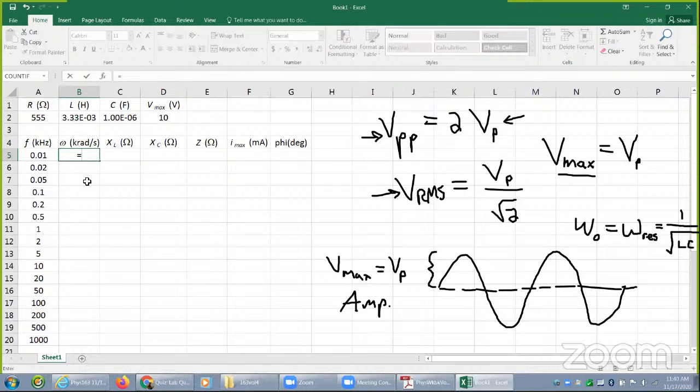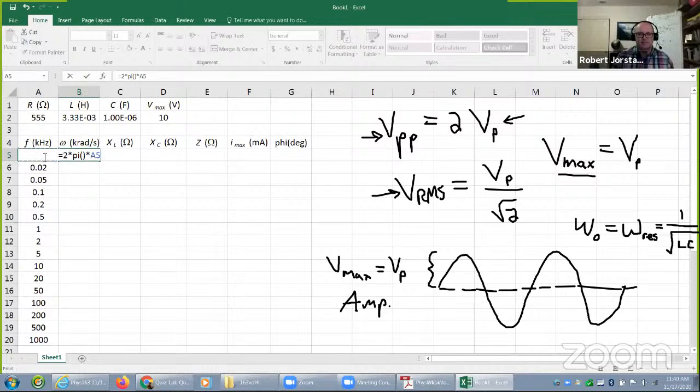Isn't it 2 pi times the frequency? So remember, if you want to use pi in Excel, you've got to put the parentheses on it. And because I used kilohertz here, I end up with kilorads. All right, so let's go ahead and keep going here.